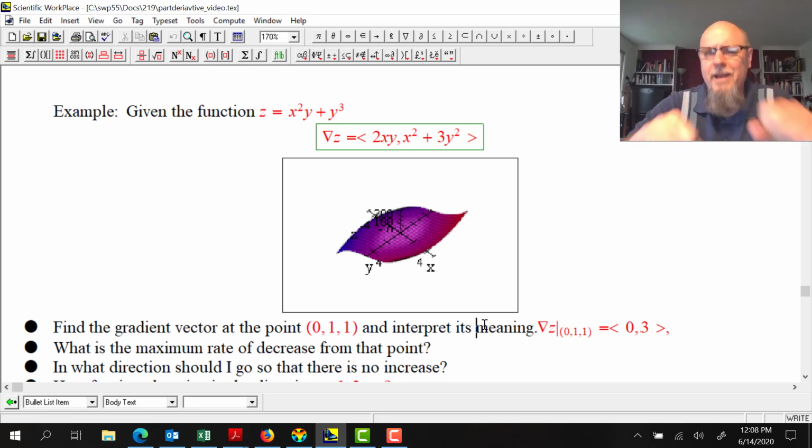Is there anything else we can wring out of this? Well, I guess you can say if you had a vector perpendicular to this vector, which would be like 1, 0, anything 0 would be perpendicular to that. That would be walking on the level curve. That would be neither increasing nor decreasing. All right. What's the maximum rate of decrease from that point? Well, 3 is the maximum rate of increase, the magnitude of the gradient. So if I go backwards, like in this southerly direction, you drop down 3. So the maximum rate of decrease would be 3.